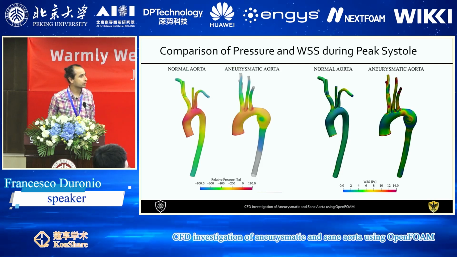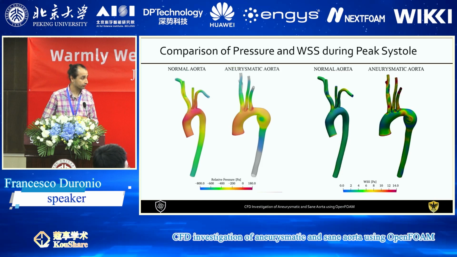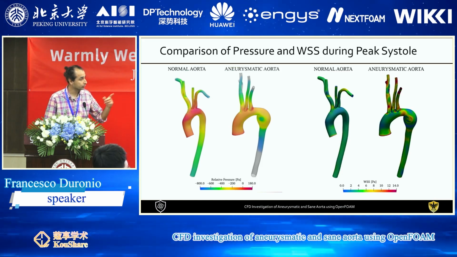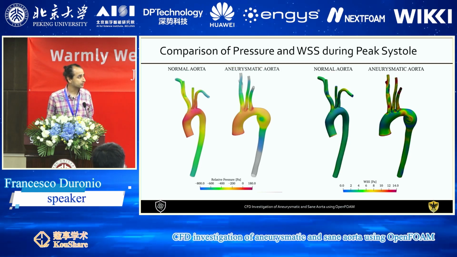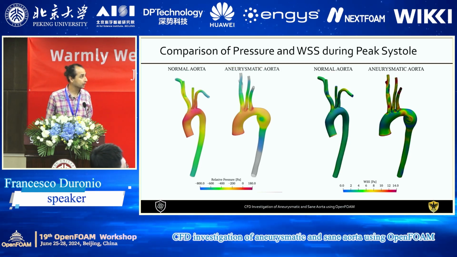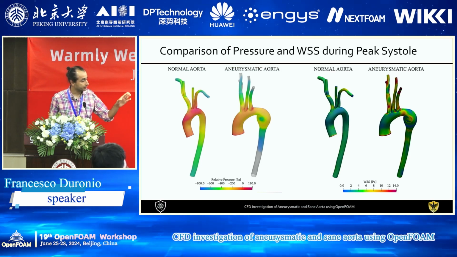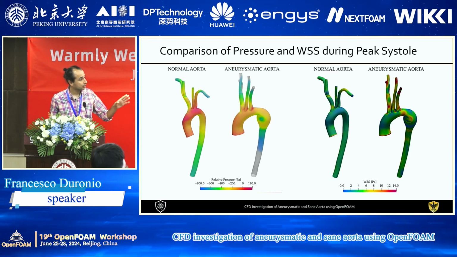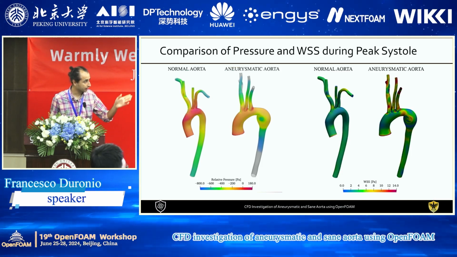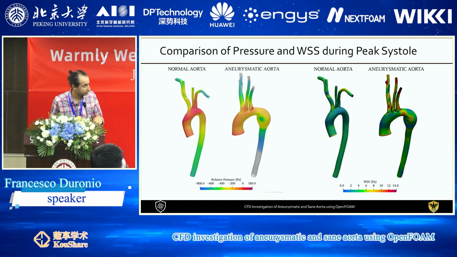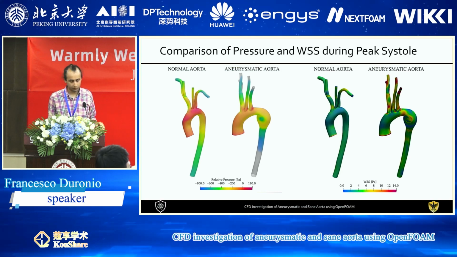It's about the wall shear stress, which is something very important for physicians from a clinical point of view. You can see how for the aneurysmatic aorta, the wall shear stress level is higher compared to the normal aorta, especially where there are the subclavian, the carotid, and the other bifurcations. While for the enlargement, we have also another concentration of stress.